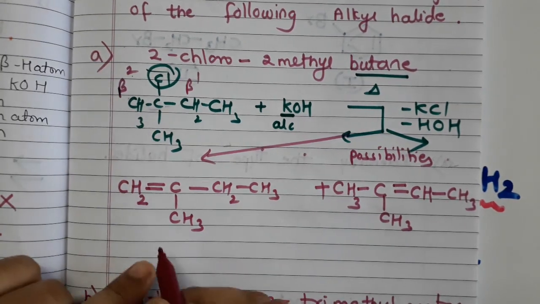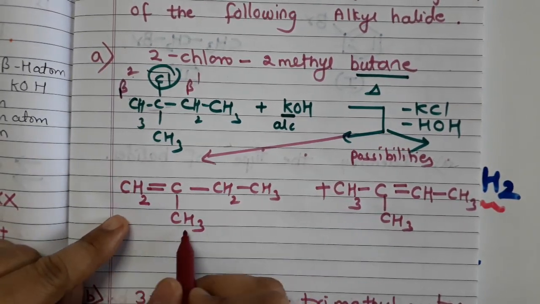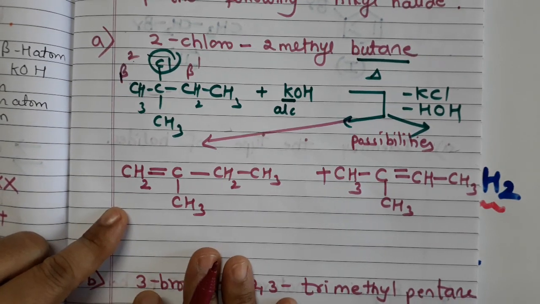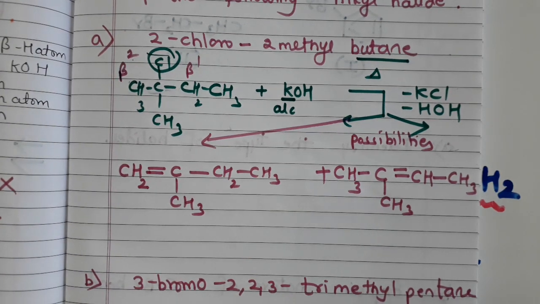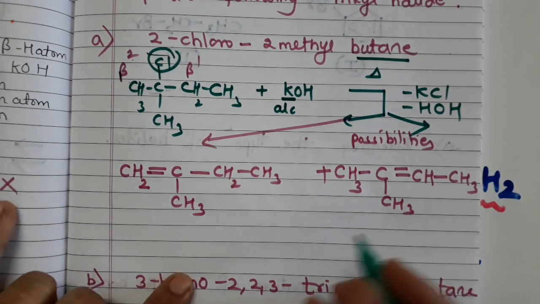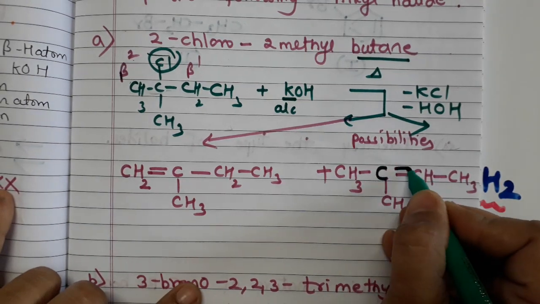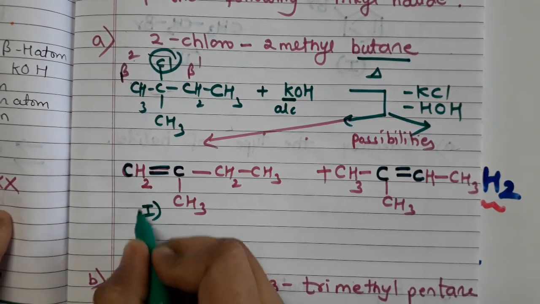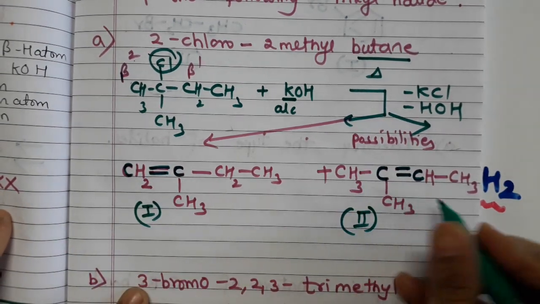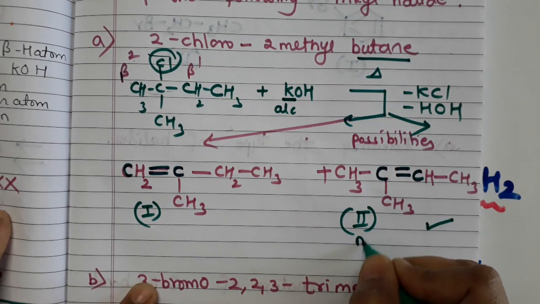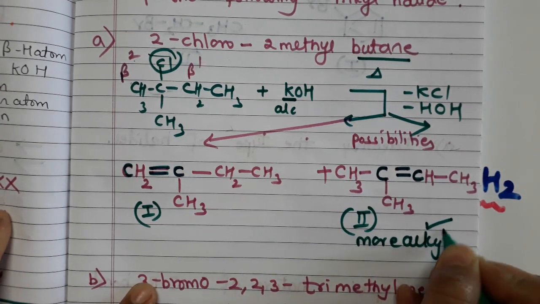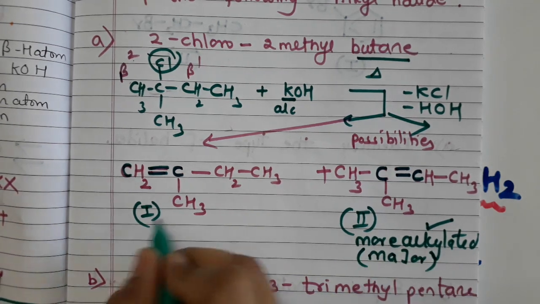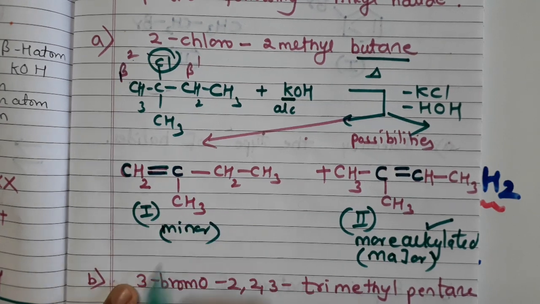Now the name of this product, we will write down later on. First let us see, the question is: predict which alkene will be formed by the dehydrohalogenation. Now if you notice, in which case is the carbon-carbon double bond more alkylated? Just look at both these structures. This is the first structure, the second structure, and in the second structure it is more alkylated, and hence this is going to be the major product. This is less alkylated, this is going to be the minor product.